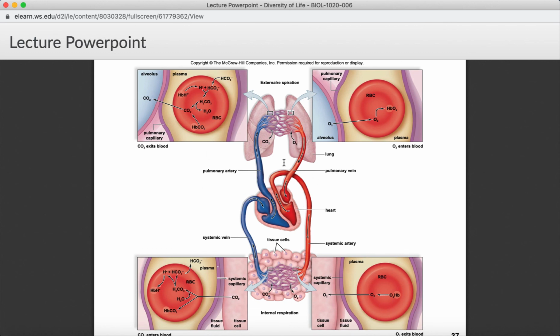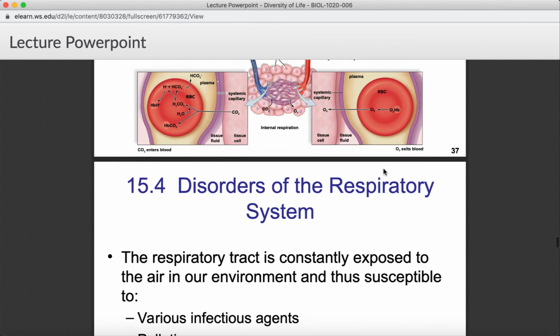Feel free to pause and look over this if you need a more pictorial explanation of where things go and how they are exchanged, but this is basically everything that we just said summed up in one picture.